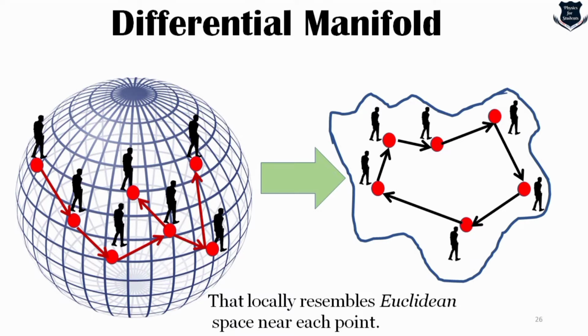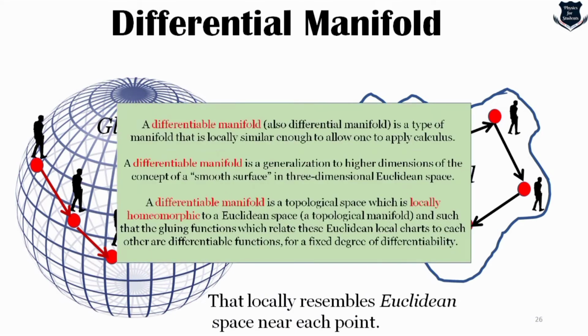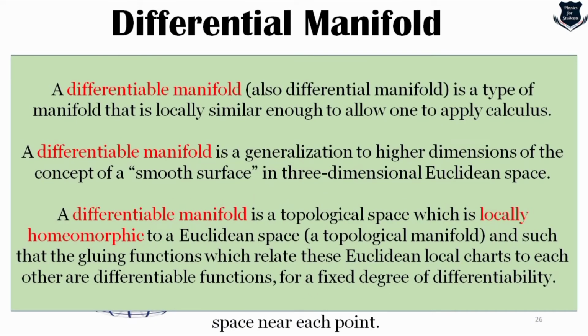Anyway, what we mean by local is that the general idea we want to consider is that it is in the vicinity of a given plane or a given point. Right. So this is a global one and this is a local one. These are a few of the definitions which you can read out. A differentiable manifold, also a differential manifold, is a type of manifold that is locally similar enough to allow one to apply calculus. So once we apply calculus, it becomes easy for us to do the calculations.